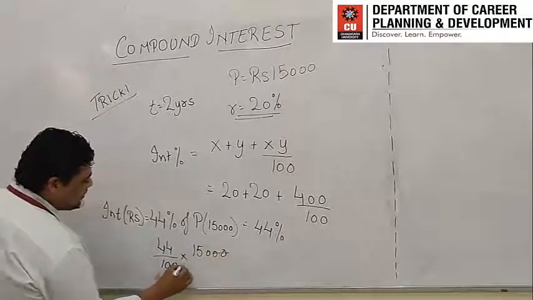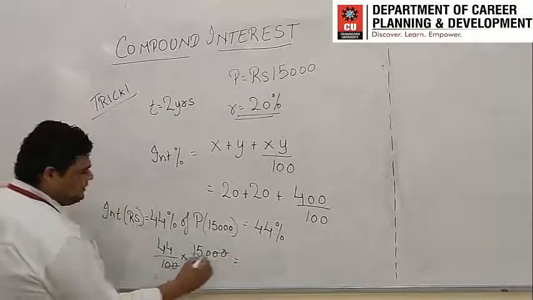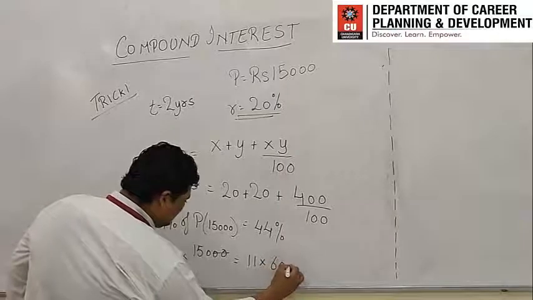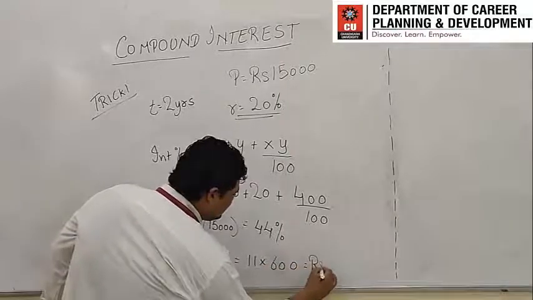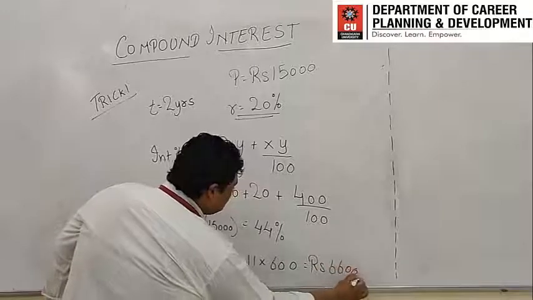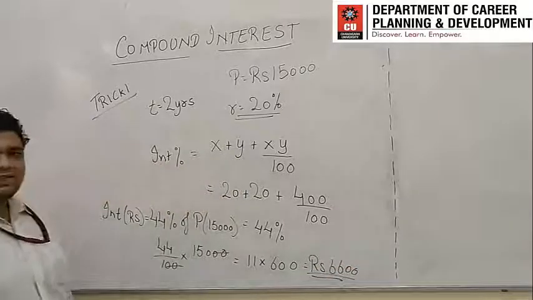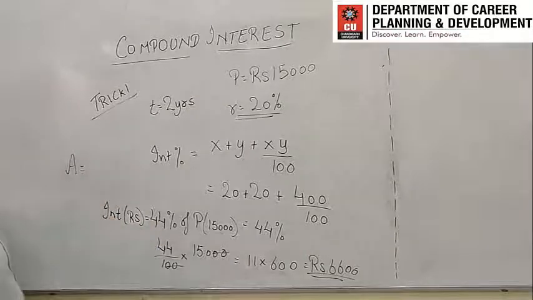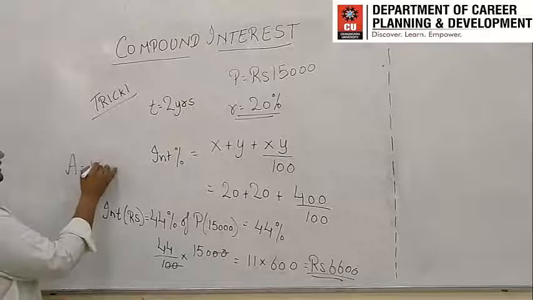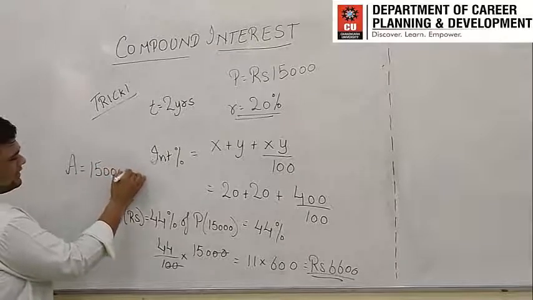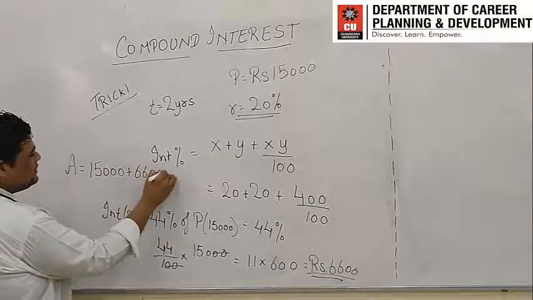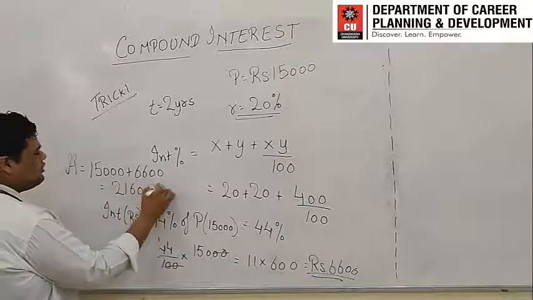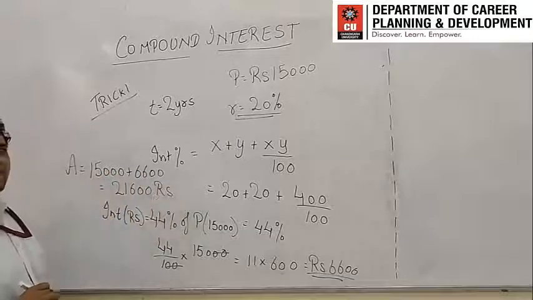You will cancel this out. Here it will be 11 into 60 and it will be rupees 6,600. So your interest is 6,600 and the amount will be principal plus interest. Principal is 15,000. Add the interest, that is 6,600, to it. You will get the final amount as 21,600 rupees. This is your final amount.